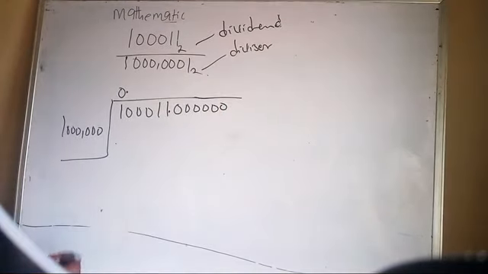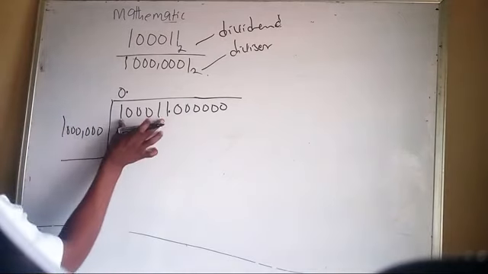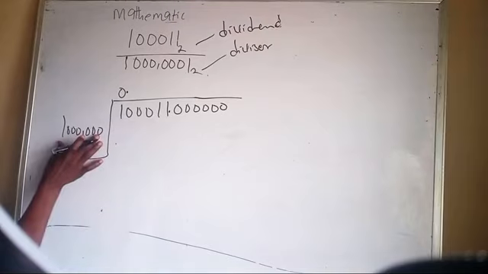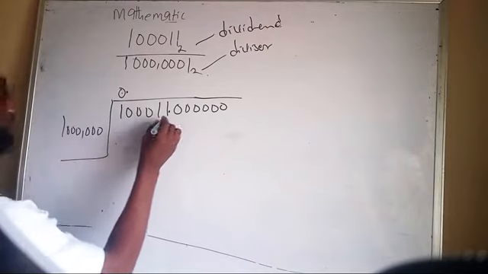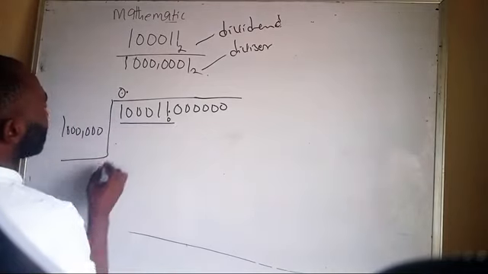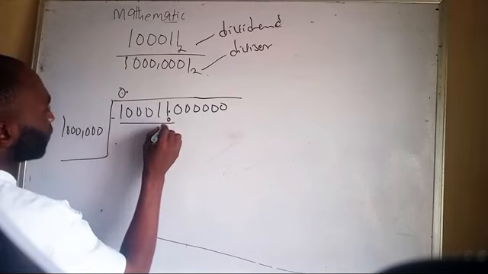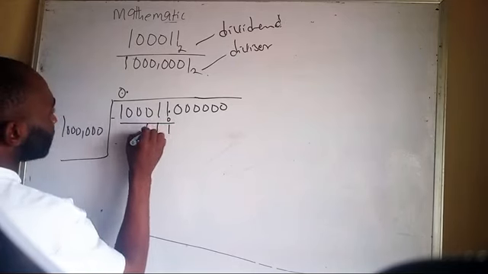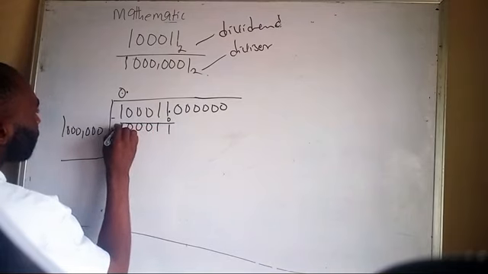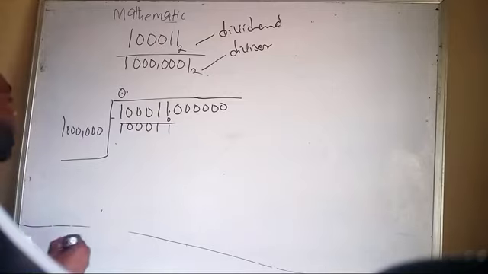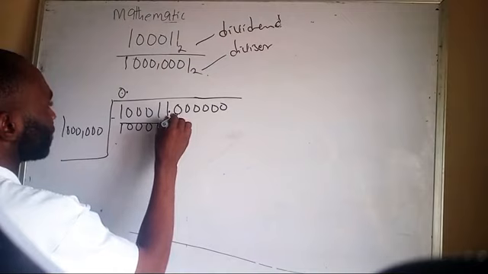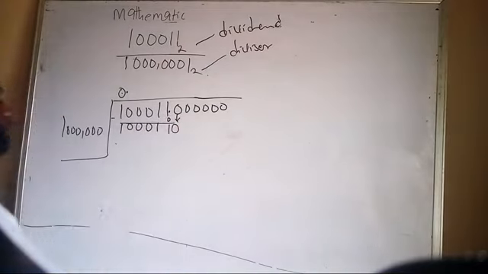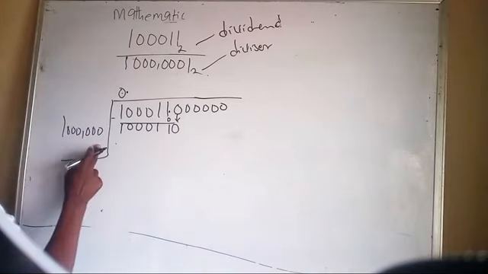Now, when you divide this number here by this, it's going to give you 0. 0 times the whole of this is going to give you 0. So you are going to subtract. 0 minus 1 is 1, 1, 0, 0, 0, 1. Again, this is still less than this. Since we are in the fractional part, we are going to initiate 0 downward.